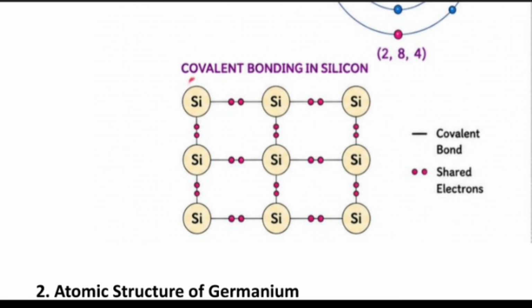This is the covalent bonding of silicon. The dotted lines in the covalent bond show the sharing of electrons, how the electrons are shared in this diagram. You can write this diagram also.